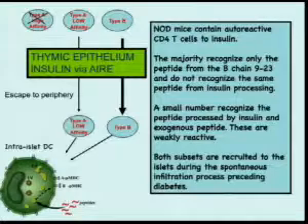Okay. So then we have these conclusions: the majority recognize only the peptides and do not recognize the peptide from insulin processing. These are the unstable peptides that I was telling you about. Both subsets are recruited during the spontaneous infiltration, but this is the predominant subset.